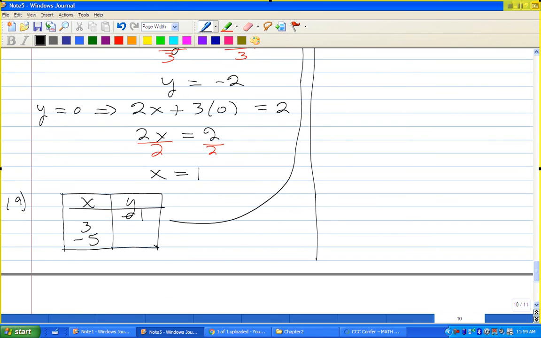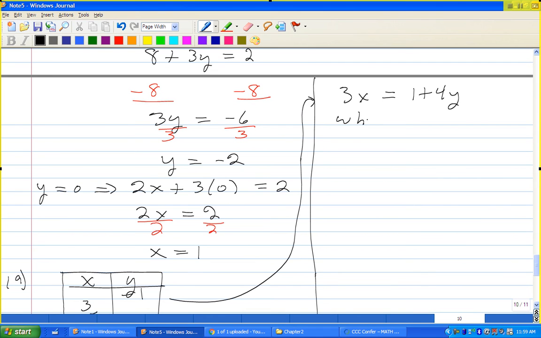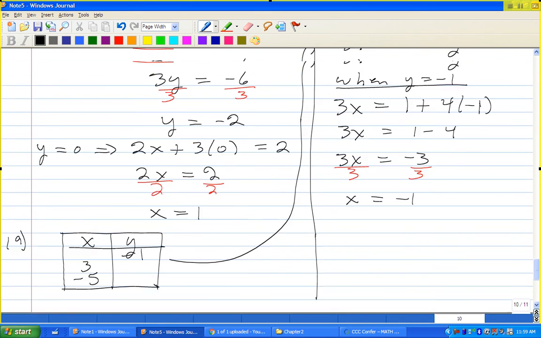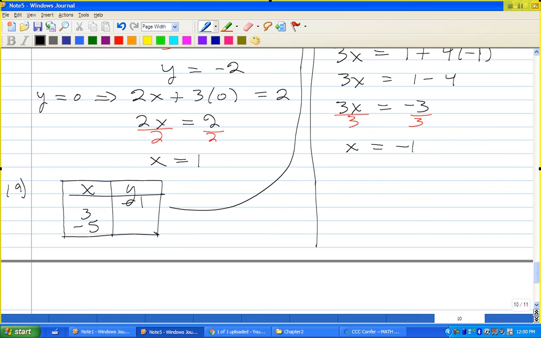So let's see what happens when y equals negative 1. I have 3x is equal to 1 plus 4 times negative 1. So 3x is equal to 1 minus 4. So 3x equals negative 3. Divide both sides of the equation by 3. So x equals negative 1. Okay, good.